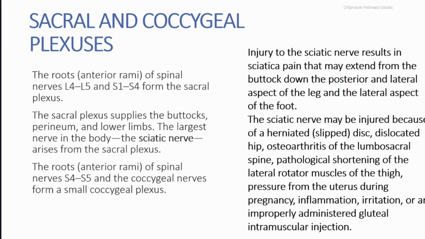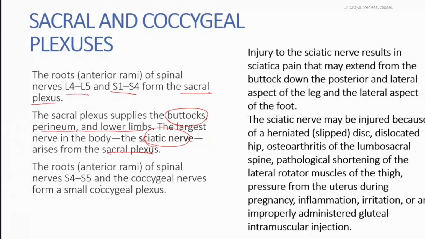The last is the sacral and coccygeal plexus. The roots of spinal nerves L4, L5, and S1 to S4 form the sacral plexus. This plexus supplies the buttocks, perineum, and lower limbs. And the largest nerve in the body, which is the sciatic nerve, is present in the sacral plexus.